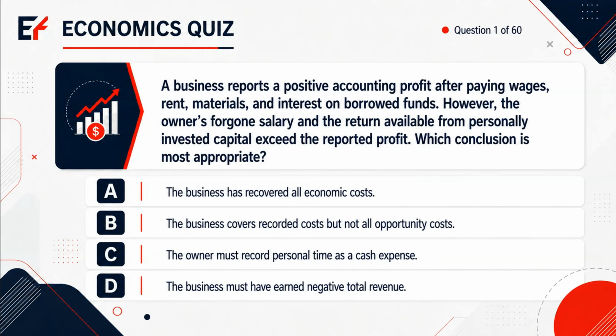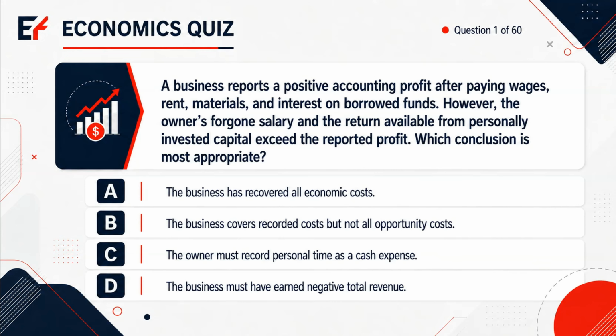Question 1. A business reports a positive accounting profit after paying wages, rent, materials, and interest on borrowed funds. However, the owner's foregone salary and the return available from personally invested capital exceed the reported profit. Which conclusion is most appropriate?